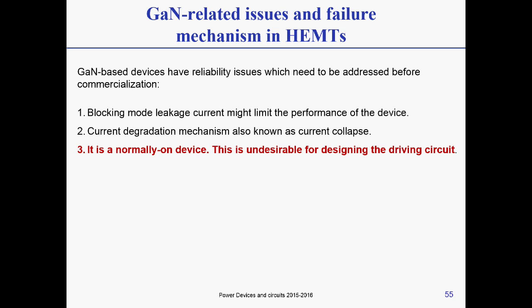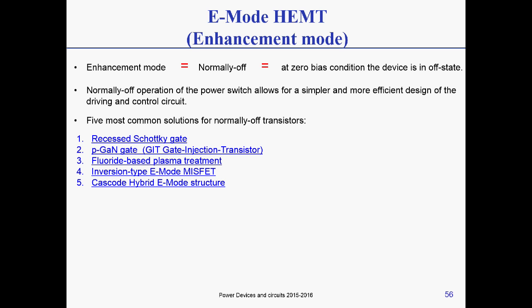This is how we started in our group. This was the very beginning of my research. Now we are looking into anomaly of structures. And luckily, there are, first of all, normally off, also called enhancement mode device, and it means that at zero bias condition, the device is in off state. So the 2DEG is depleted under the gate, and you need to apply a positive gate bias for the electron, exactly as in an n-channel silicon MOSFET.